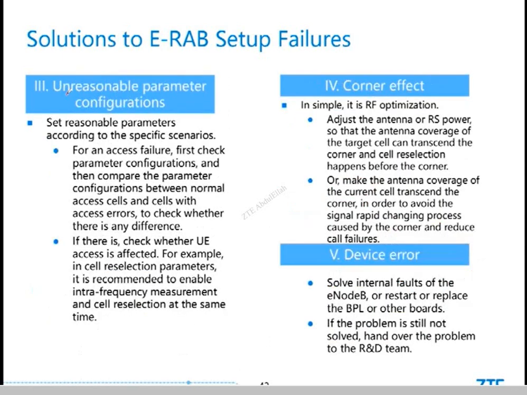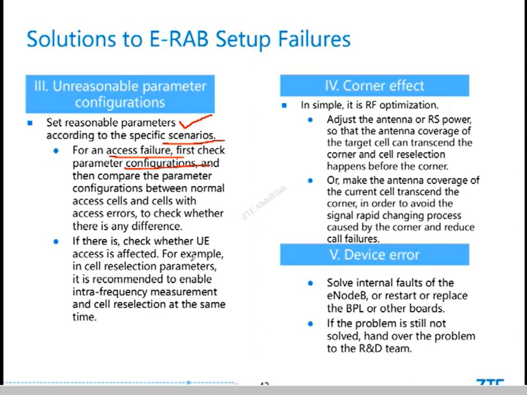Okay. The third reason is unreasonable parameter configurations, and just set the reasonable parameters. And in these scenarios, then you have the access features. First, you check configuration. How to check configuration? Compare between the normal cells and the problem cells, whether there is some problem with the configuration. For example, they have the configuration difference. Whether this difference will affect your access rate. If yes, just change them.